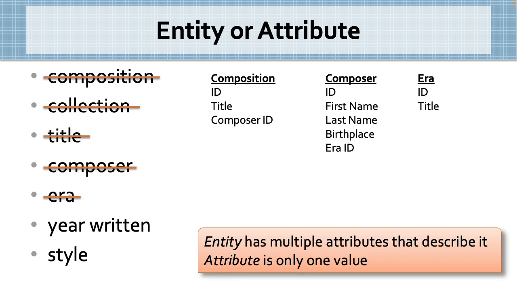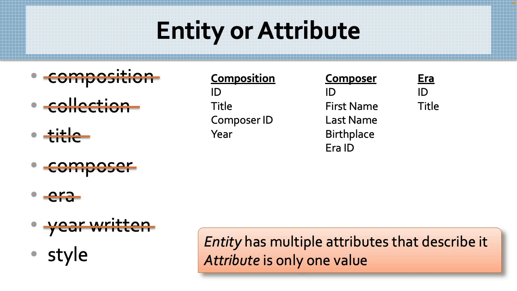Only two more. Year written. Is it an entity or an attribute? Are there multiple attributes that describe the idea of the year when a composition was written? No, it's a simple attribute of a composition that users will type freeform into a year field. Lastly, style. It is obviously an attribute of composition, where we will enter whether a piece of music was an opera, a concerto, a symphony, etc.